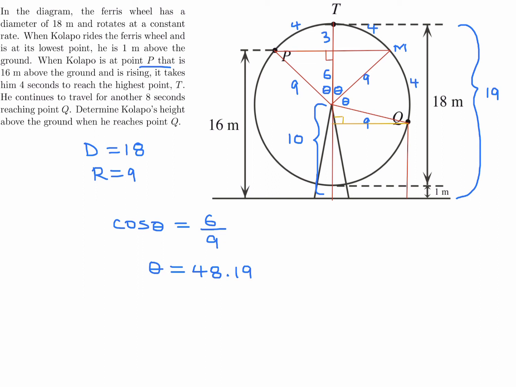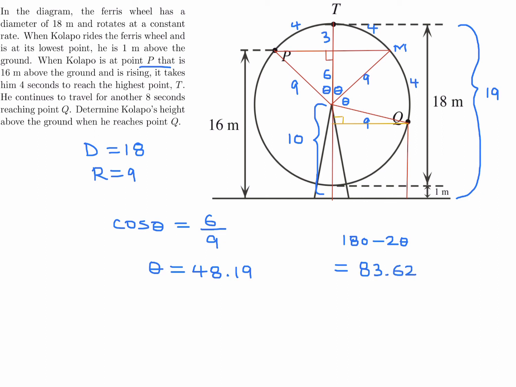That angle in there is basically 180 minus 2 theta, right? Because all the angles from there to there have to add up to 180. And this is theta and that's theta. So this angle in here has to be 180 minus 2 theta. And if you do that, you'll get approximately 83.62.